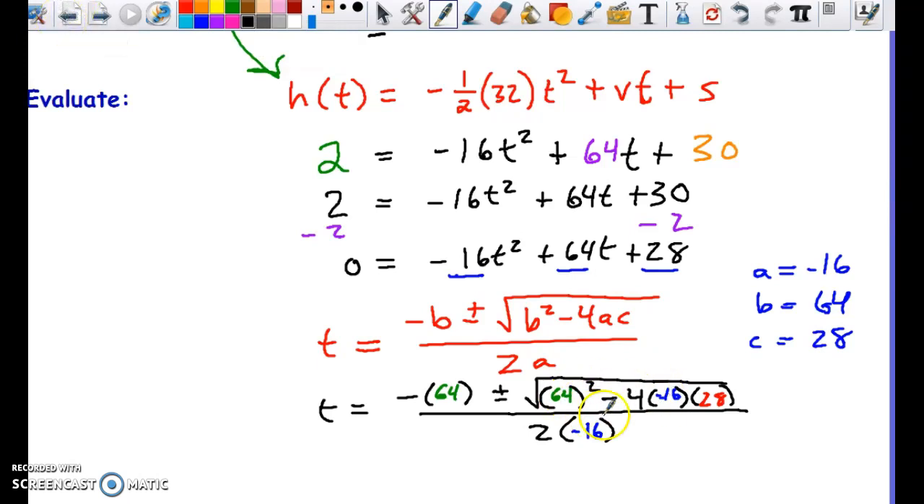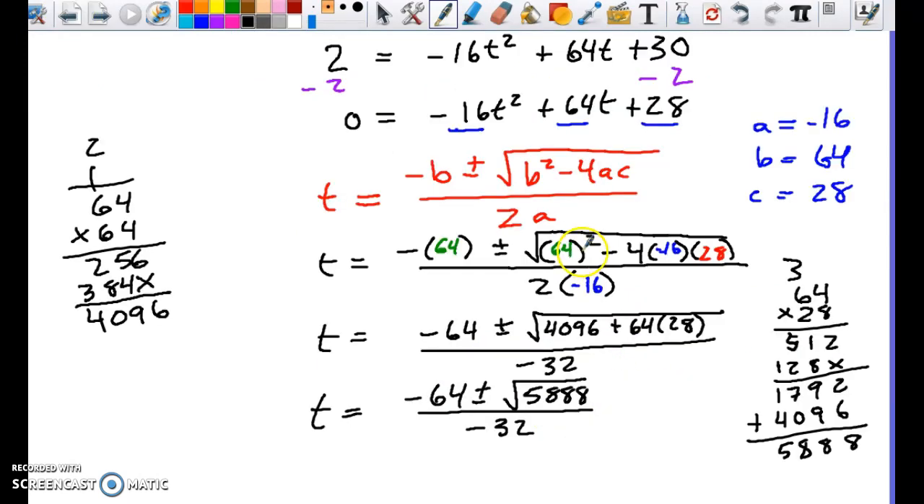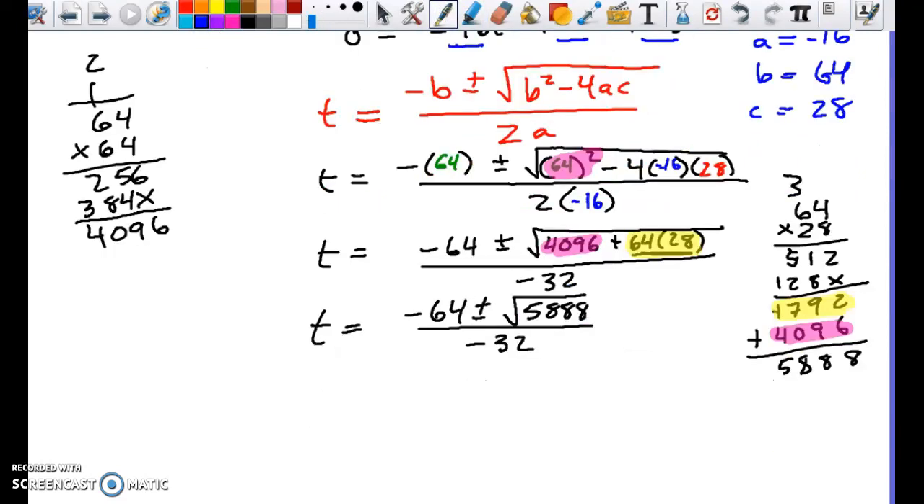Here's the first one. I want to simplify inside the square root. Now you can see that I've squared 64 over here and got 4,096. I multiplied negative 4 times negative 16 to get positive 64. And I did 64 times 28 to get 1792. Now 1792 is what I got here, so I'll just highlight so you can see where these numbers actually go. So that part here is this 1792, and then this 4096 is from the 64 squared. And I add them together and get this 5,888. Now at this point in the game, I've simplified the discriminant.